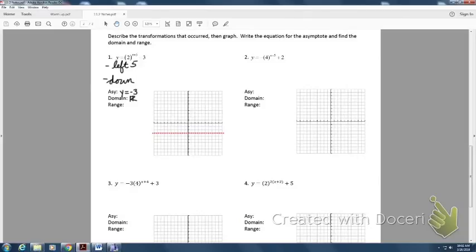Whenever you're writing your range, here are some rules. If you have a positive A value, that means it does not reflect, and your range is going to be from the horizontal asymptote to infinity. If you have a negative A value, it is going to be from negative infinity up to your horizontal asymptote. So Jeremy, what would the range be on this one? -3 to infinity.